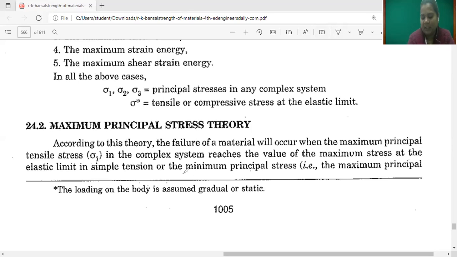Write down the first sentence. This theory was developed by Rankine. Just you have to remember maximum principal stress theory is developed by Rankine. Okay, and after that you continue.